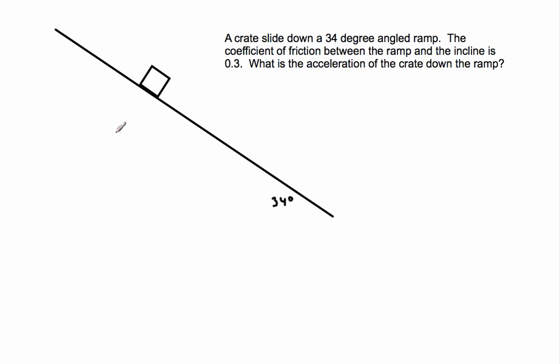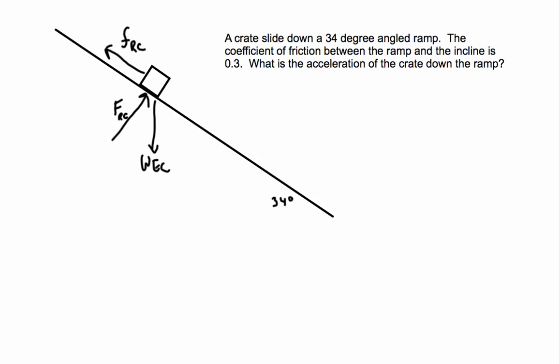Therefore, I'm going to draw a free body diagram. I have my normal force, ramp on crate. I have earth on crate, and then I have friction, acting back up that way, friction, ramp on crate.